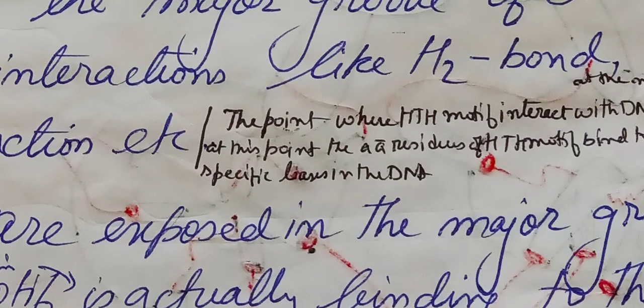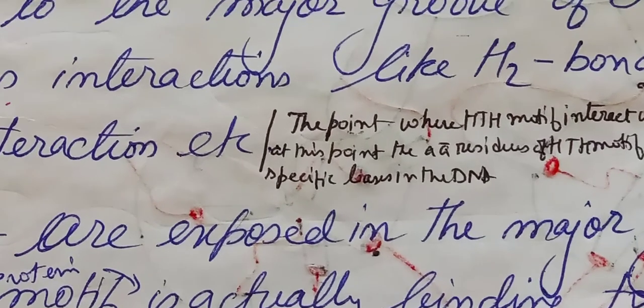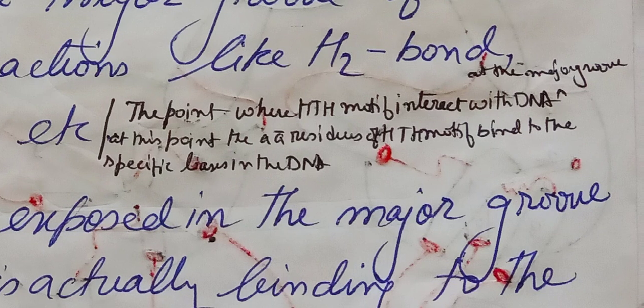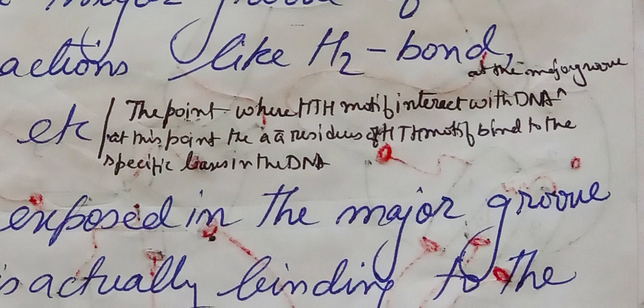now it has been said in a very small point. Let us see if you are able to see this. The point where the helix turn helix motif interacts with the DNA at the major groove, at this point the amino acid residues of the helix turn helix motif bind to the specific bases in the DNA.